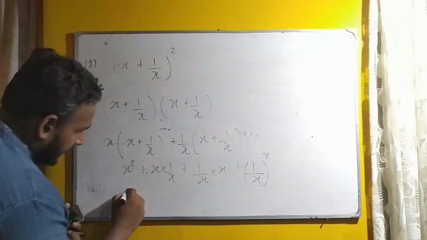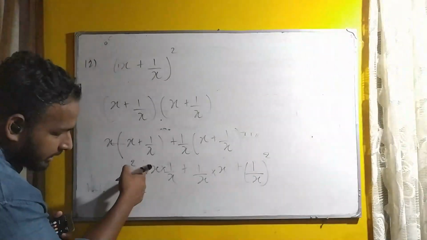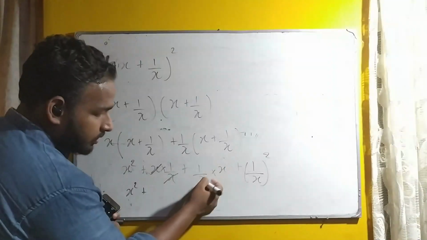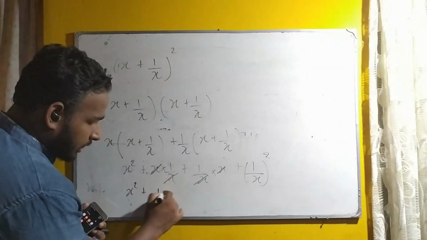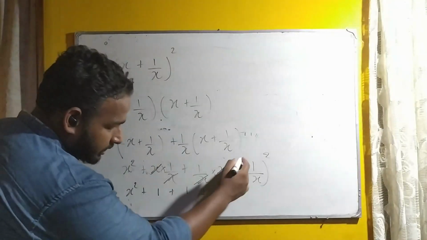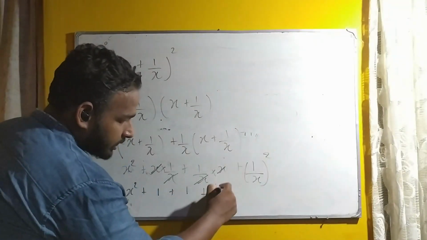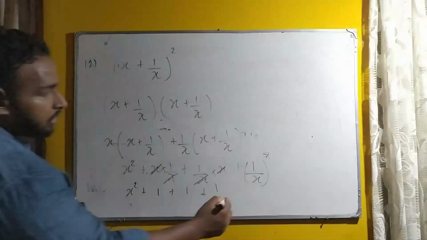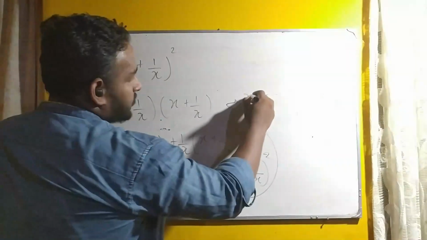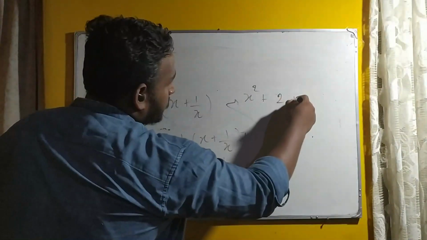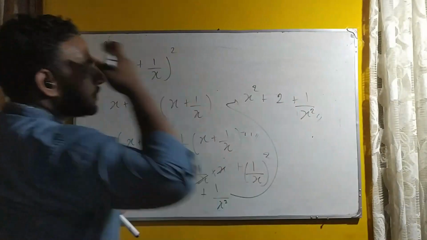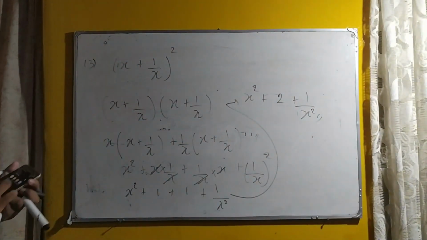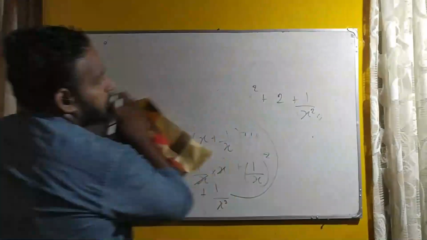So here x squared plus this one is a numerator and this one is a denominator. So you can chop x and x. If you come to this one, you can chop. So what is remaining here? 1. Here 1 plus, if you remove the bracket, 1 to the power 2 is 1. x to the power 2 is x squared. Now these two are numbers. So the final answer is x squared plus 2 plus 1 over x squared. So this is the answer of 13th question. So let's come to 14th question.